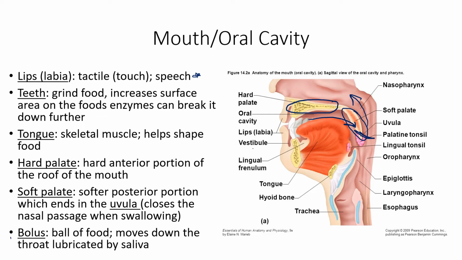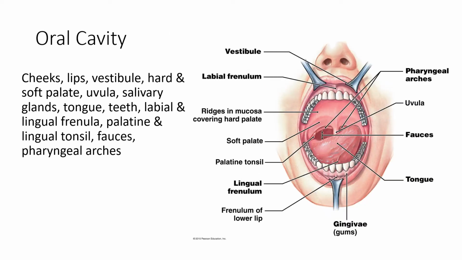And then down here, this term that I've already mentioned is a bolus. A bolus is going to be a ball of food that is going to move down the throat after being lubricated by saliva. This is probably one of the most disconcerting photos, but I think it's kind of interesting to see these various parts.